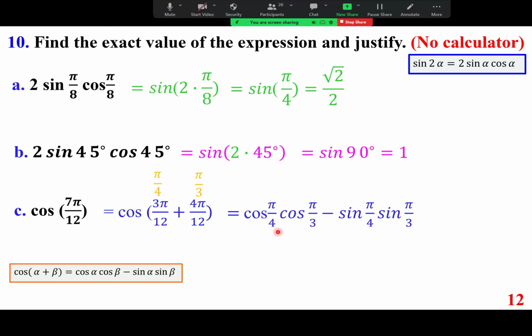And there are common arcs. Cosine of pi over 4 is square root of 2 over 2. Cosine of pi over 3 is 1/2. Sine of pi over 4 is square root of 2 over 2. And sine of pi over 3 is square root of 3 over 2. As you can see, the denominator is 4, so we have a fraction bar. The product of these two gives square root of 2 minus square root of 6. So very straightforward, everybody.